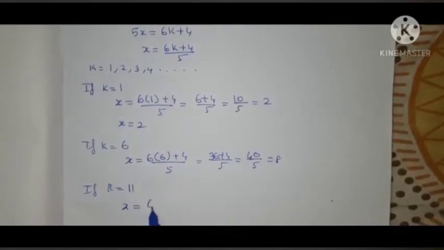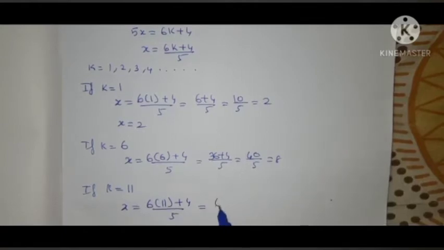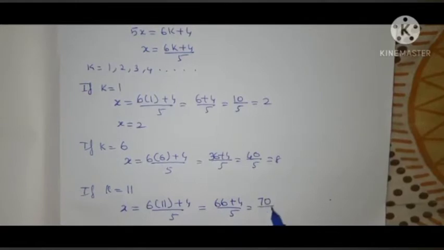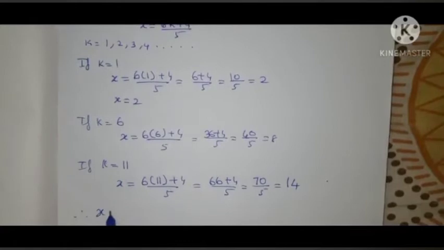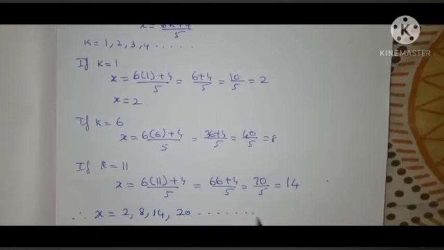If k is equal to 5 plus 6, 11, x is equal to (6 into 11 plus 4) by 5, 66 plus 4 by 5, 70 by 5, 14. Therefore, x is equal to 2, 8, 14, 20 and so on.